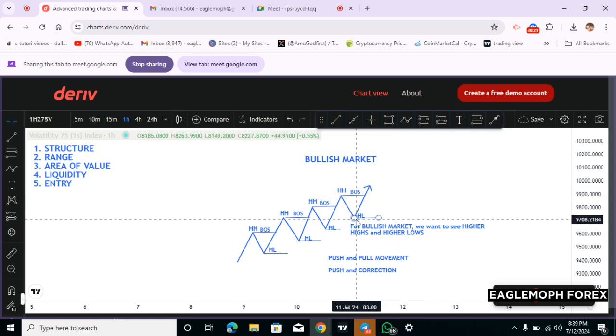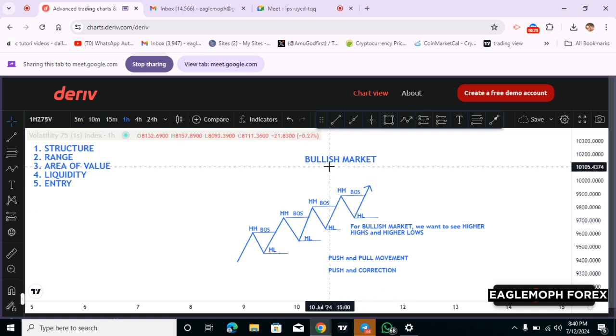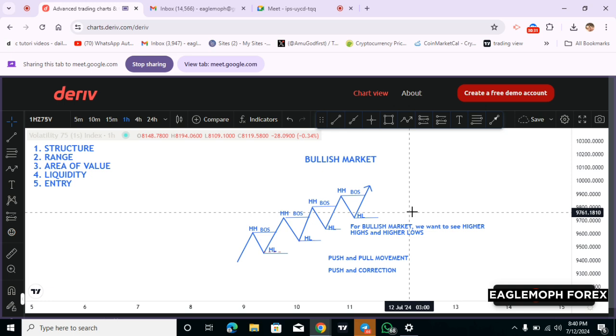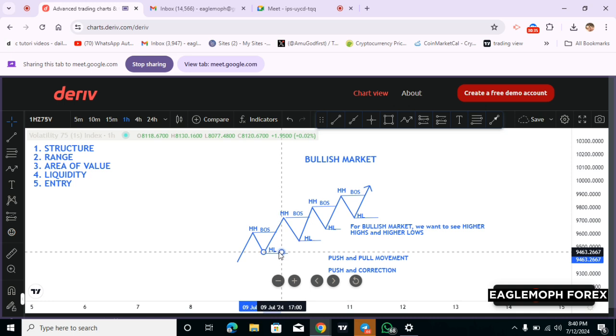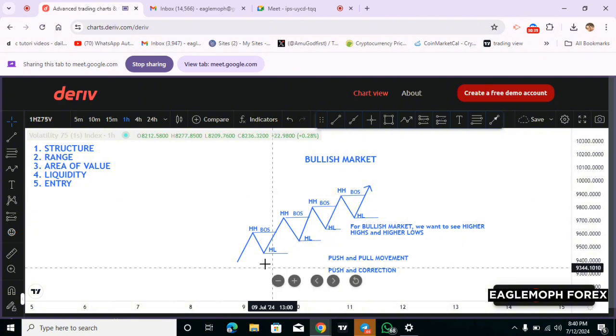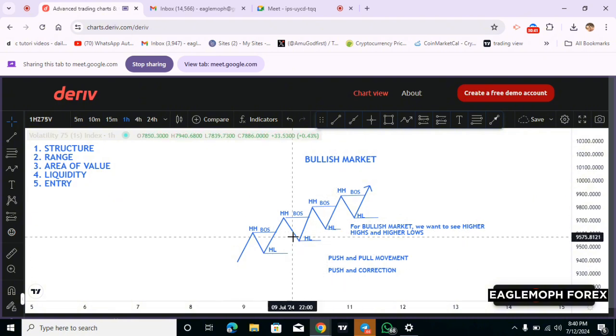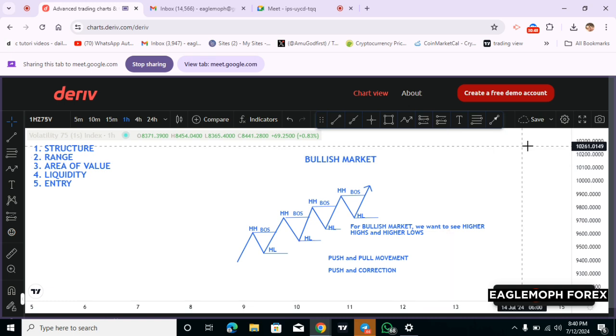So the moment any of this low gets broken, you begin to expect that okay, this market is changing structure. That's the structure of the market is changing from probably bullish to a bearish market or a consolidating market. But basically this is what we want to be seeing in a bullish market. Higher highs being broken and then the higher lows are maintained. Nothing should break the higher lows. They should just remain like this. This is what we expect to see.